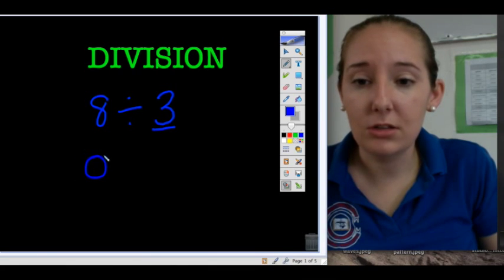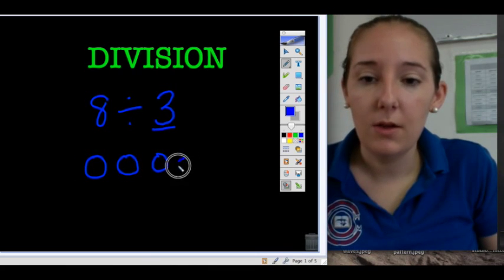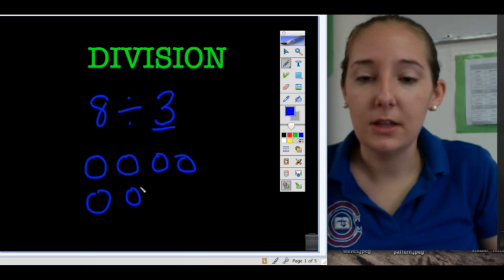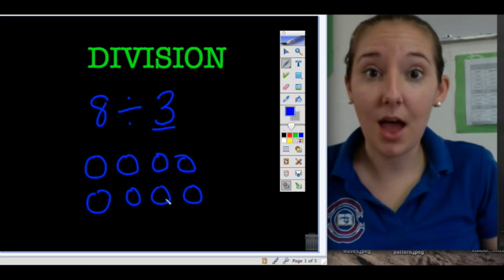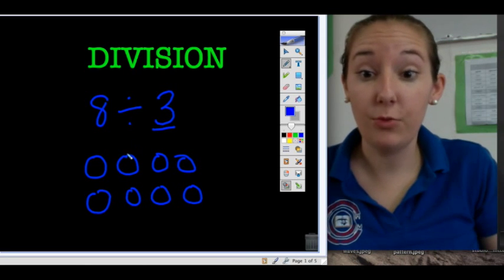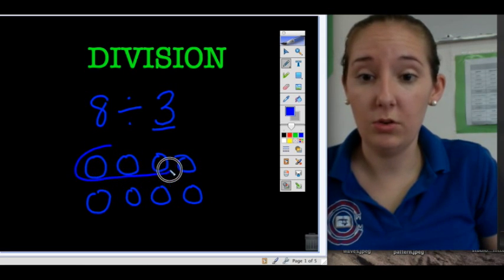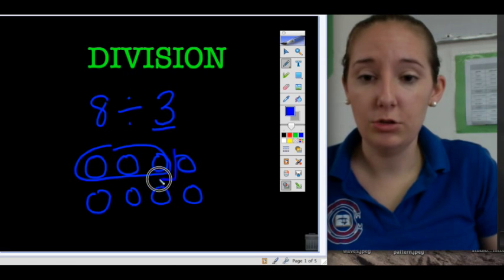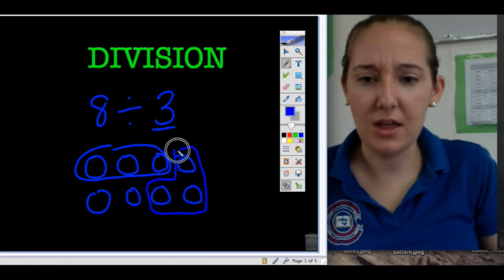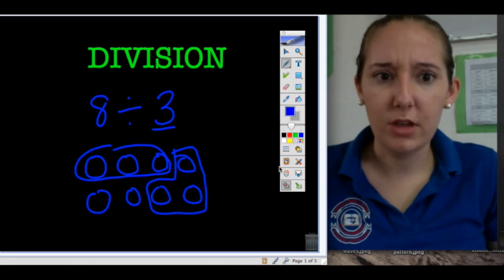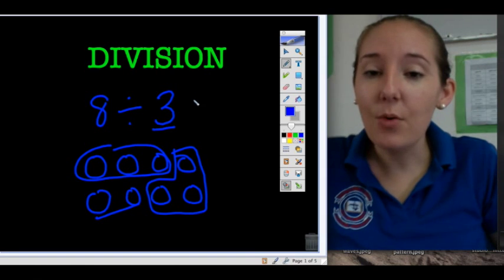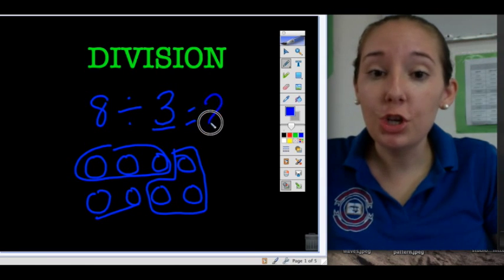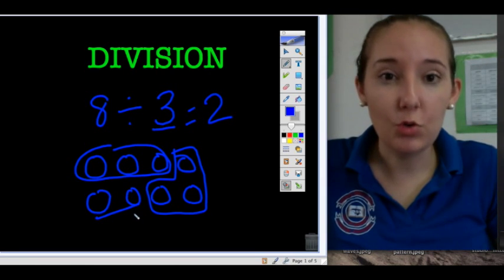If we have 8 circles again, 1, 2, 3, 4, 5, 6, 7, 8, okay? And we want to break them up into groups of 3. Okay, so here's one group of 3. Here's 2 groups of 3. Now, can I make a third group of 3? No, I can't because I only have 2 left. So this would only be 2, and I would have 2 left over.